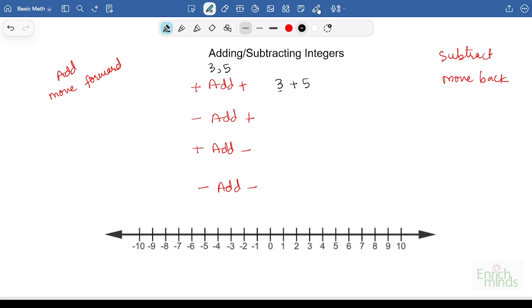So here we start at 3 and we move forward 5 steps. 1, 2, 3, 4, 5. The answer is 8.